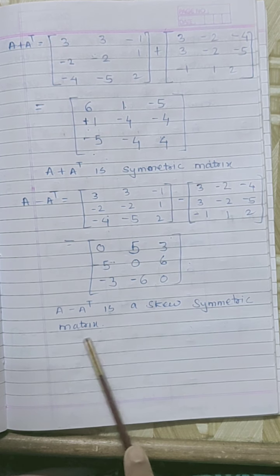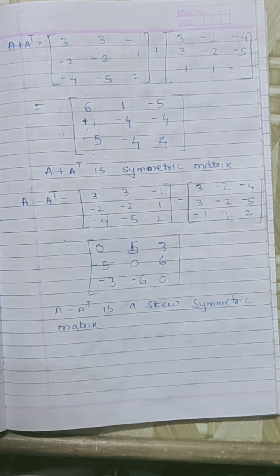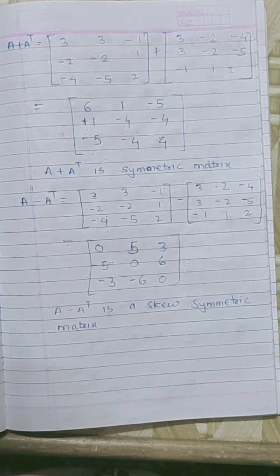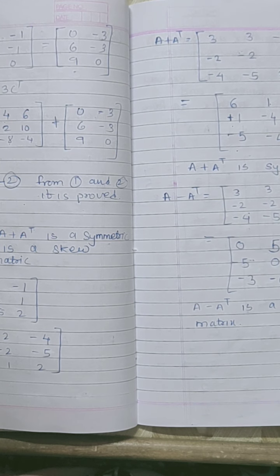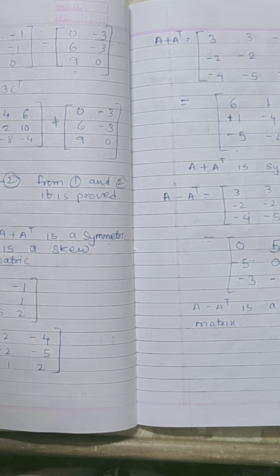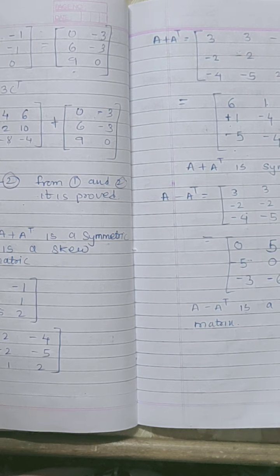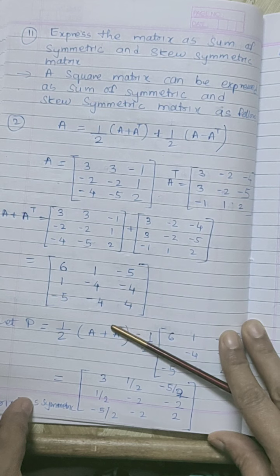So for any matrix A that is given, these two conditions will be satisfied. A plus A transpose is symmetric and A minus A transpose is a skew symmetric matrix. So these numbers I have changed, but you can complete in the same way. You can solve question number 10, first and second, where the A matrix is given. Now see the 11th one.